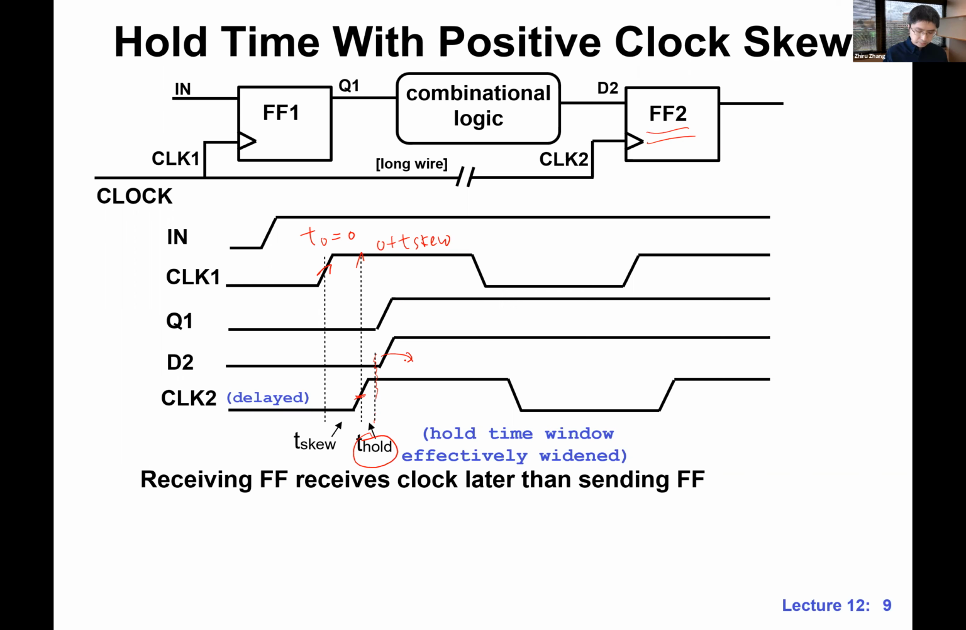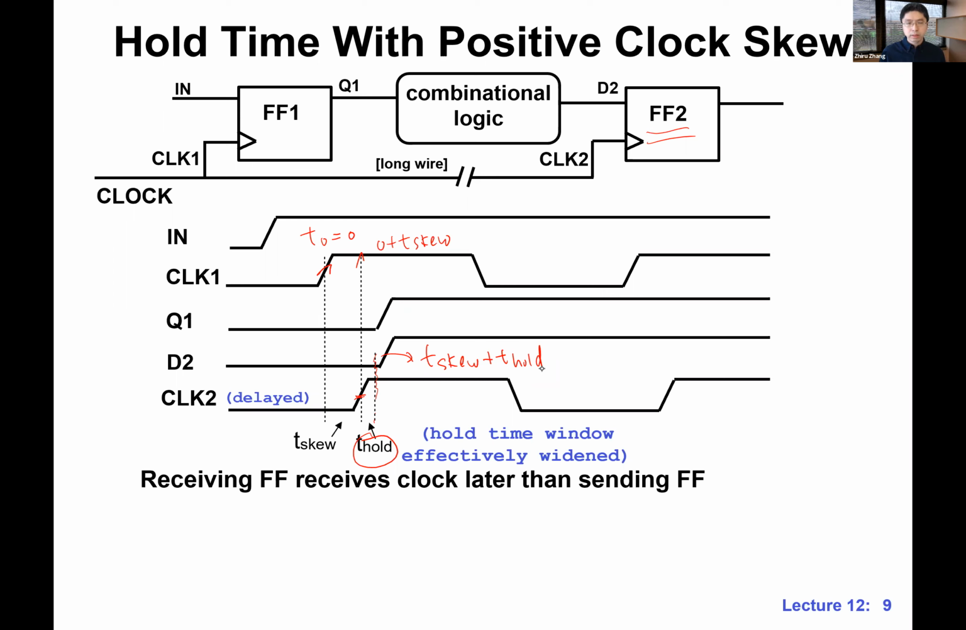What is this? This one. Okay, we get t skew plus t hold. All right, so basically, this is a new hold time window, right? With the skew, really, this is the new hold time window: t skew plus t hold. So effectively, this hold time window is widened, right?